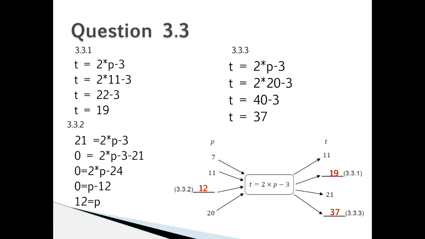Question 3.3.3. T is equal to 2 times P minus 3, where P is 20. T will equal 2 times 20 minus 3. T is equal to 40 minus 3. T will equal 37.